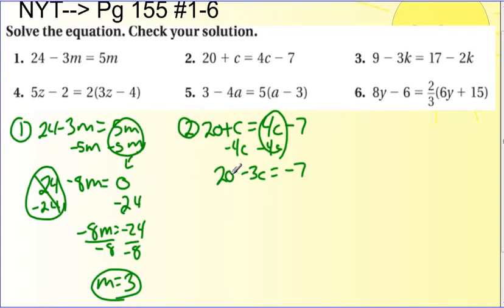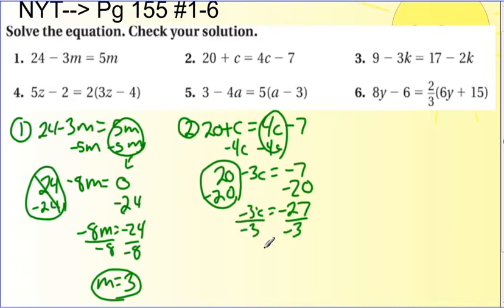Same thing as last problem. This is a positive 20. It is a negative 3. The way you get rid of the positive 20 is you have to subtract it. Negative 3c equals negative 27. All right, times by negative 3, so we divide by negative 3. And c equals negative 27 divided by negative 3 is a positive 9.